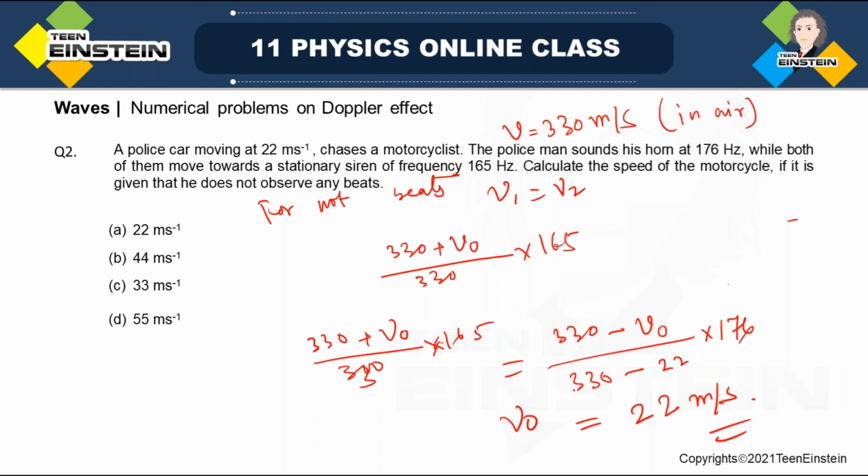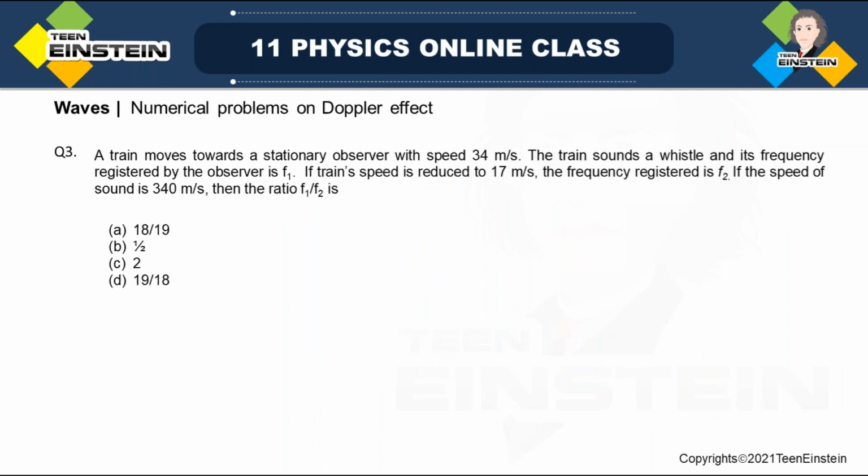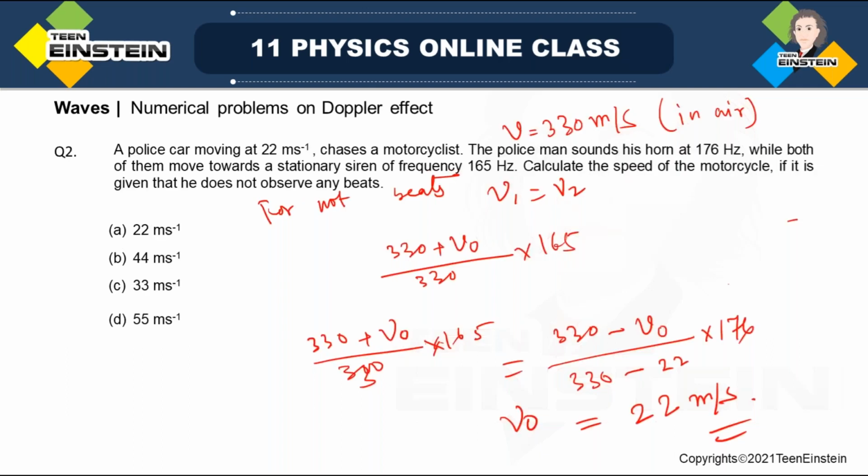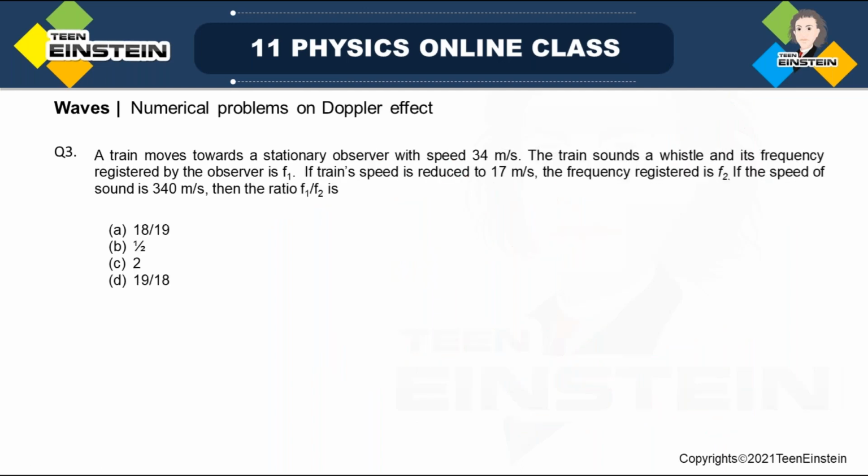So if you solve the numerical part of this problem, you should get that the velocity of the observer, or the motorcycle, will be 22 meter per second. Now we have another, third problem. Let us go to the third one.